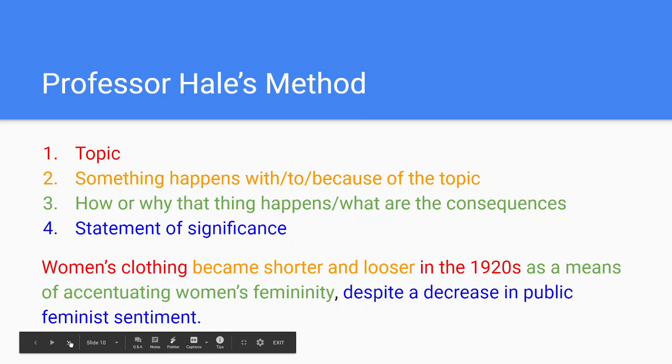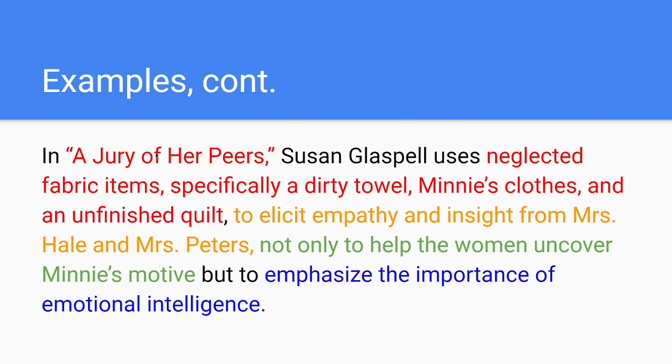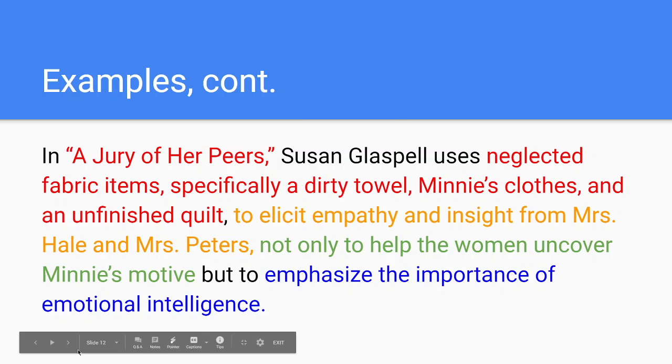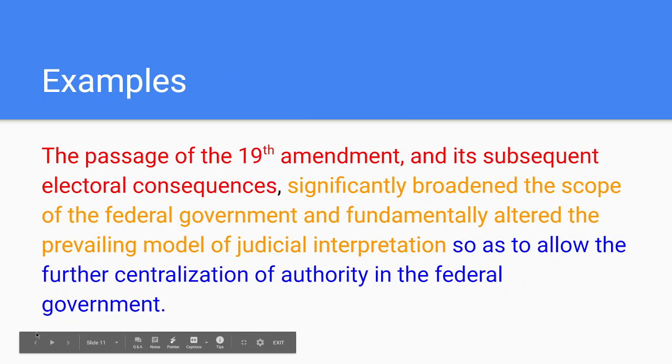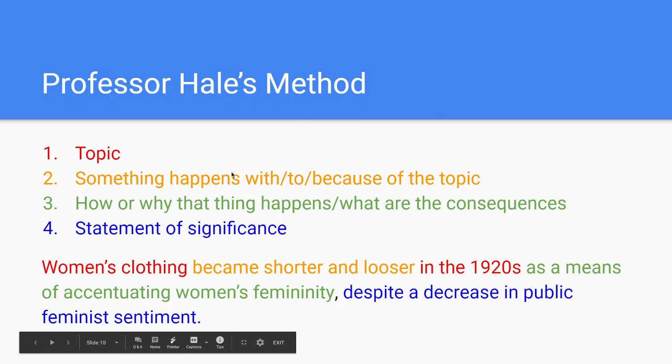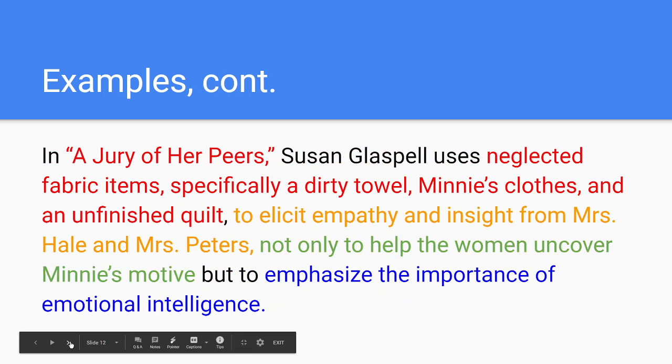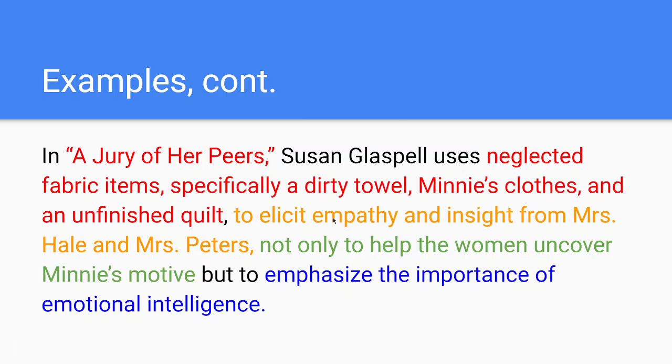First, we have our topic, which is the story, A Jury of Her Peers, and specifically, it is these fabric items, a towel, some clothes, and an unfinished quilt. Next, we need to say something about that topic. Something needs to be happening to, with, because of the topic. So we have these fabric items, and what are they doing? They're eliciting empathy and insight from Mrs. Hale and Mrs. Peters.